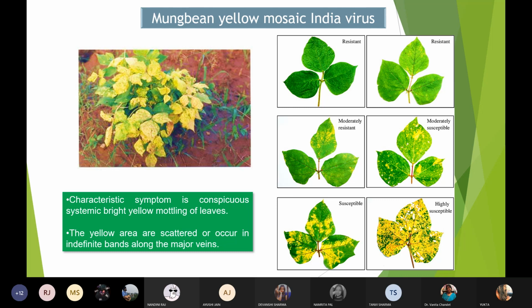I have shown in this figure that first is the resistant leaves, then there is some light yellowing, then moderately resistant, then moderately susceptible, then susceptible, and then in highly susceptible it becomes yellow.